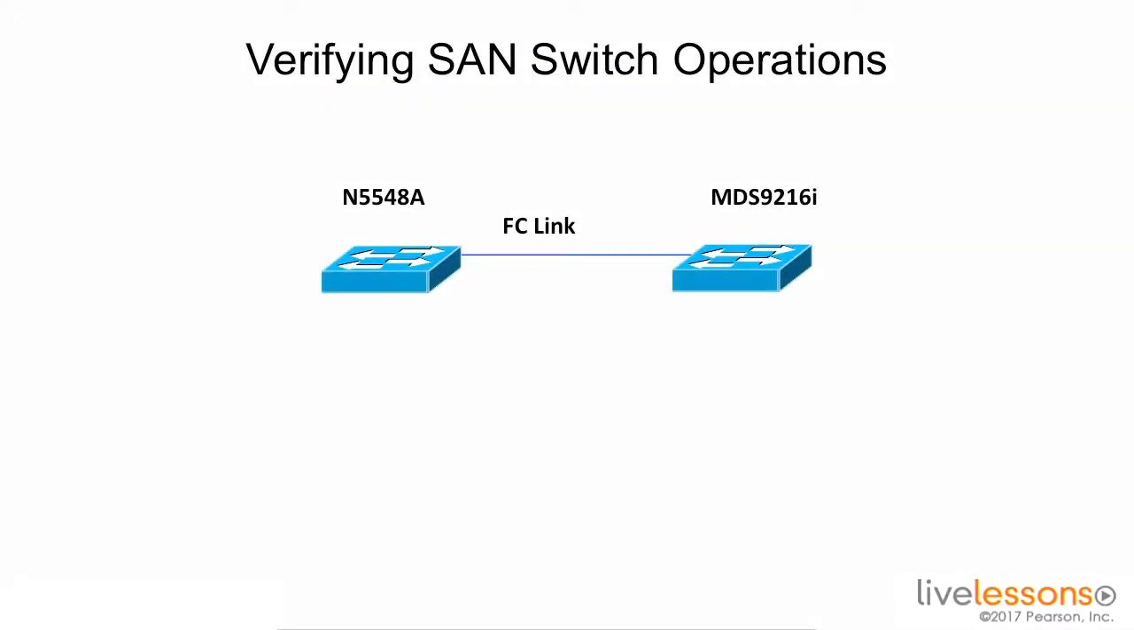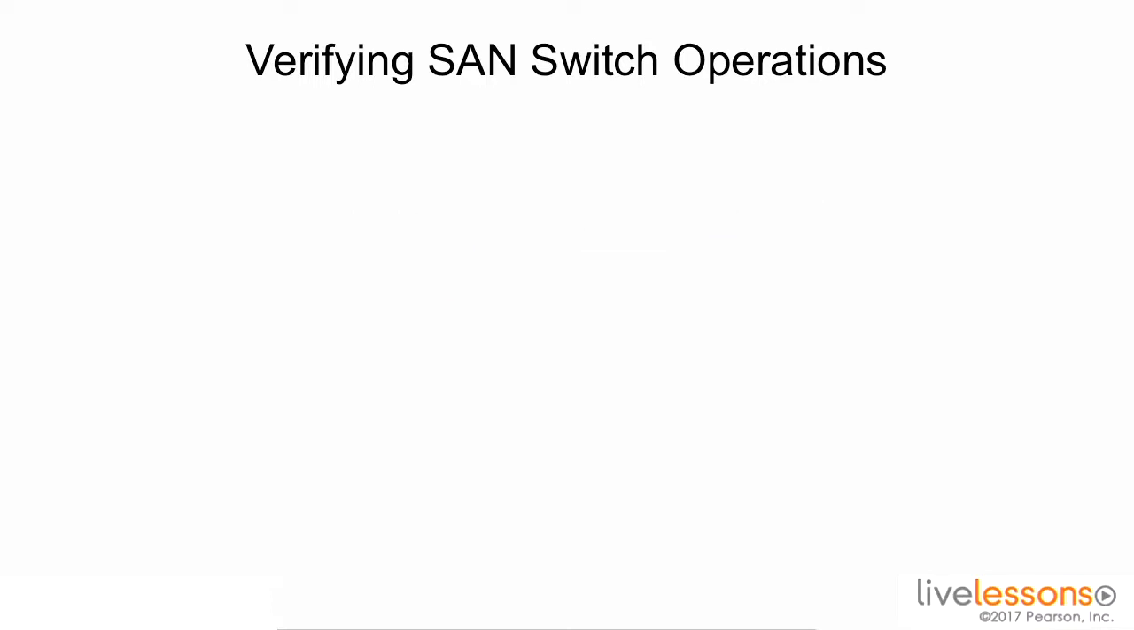We're going to be using the same architecture that we've been using this entire lesson that encompasses MDS 9216 plus a Nexus 5548. And we're going to go through some different verification procedures on the individual switch in order to make sure that everything is working properly. We've already gone through a lot of these individually in the lessons themselves, but we're going to put them all together and take a look at everything.